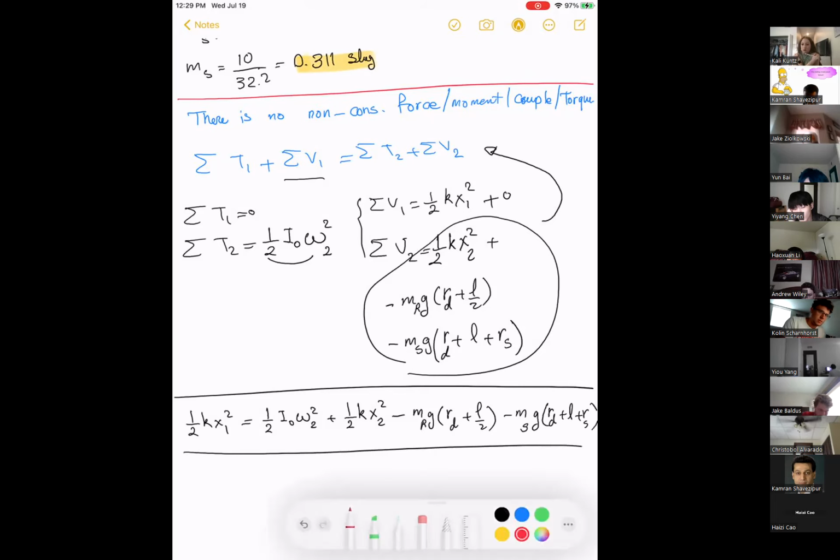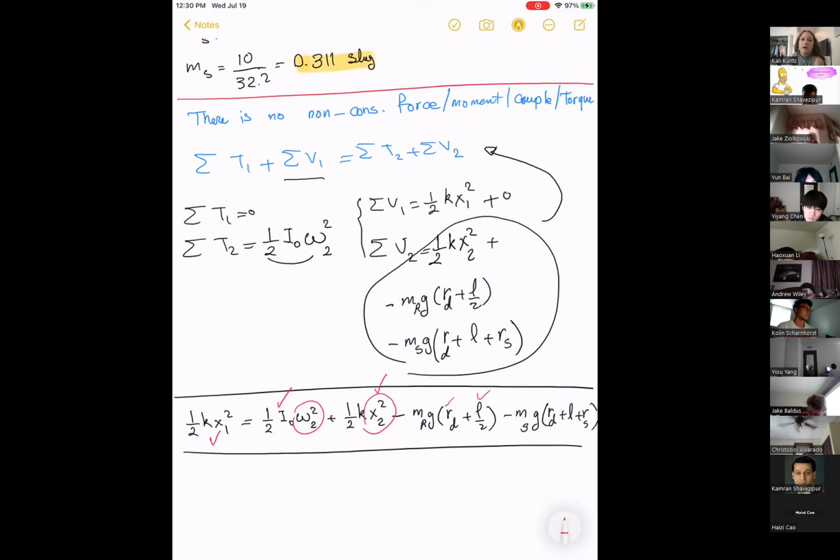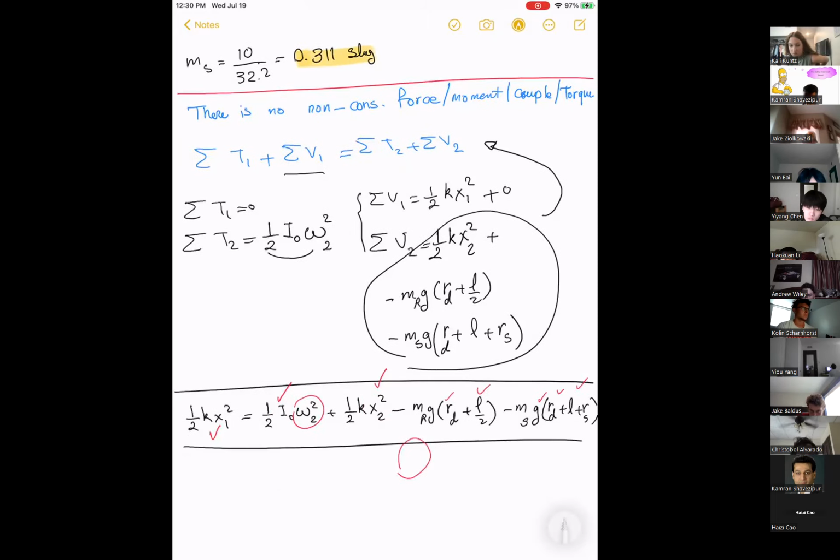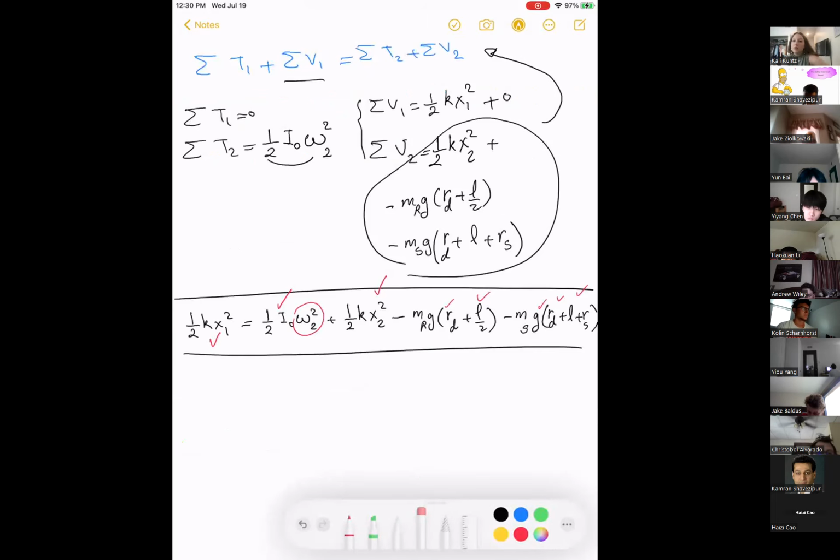Let's see what we know and what we don't know. X1, I know. I_O, I can calculate it. I'm going to calculate that, but it's a part of geometry. Omega 2, I don't know. X2, I have to calculate it. Then the rest is just numbers. Okay. So I have two parameters. Let's just highlight them. I have two parameters, I_O and X2, to calculate. First, I'm going to go with X2.